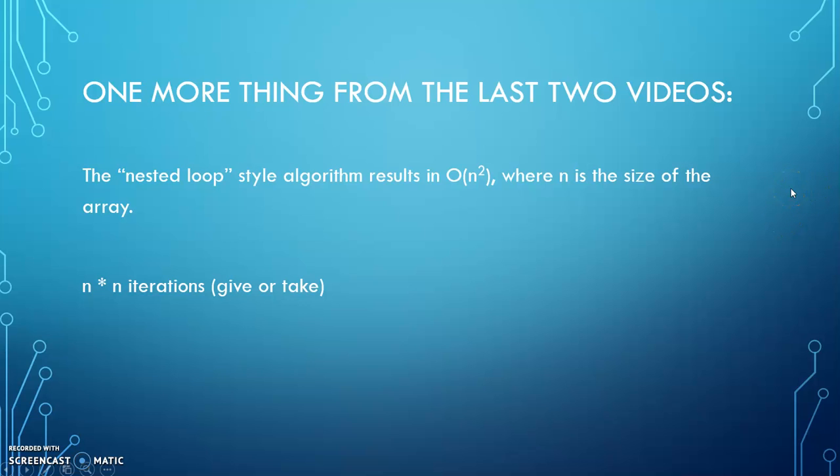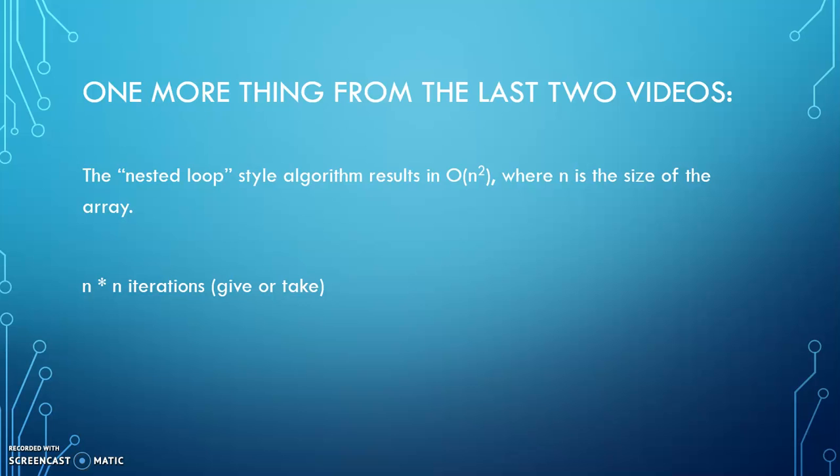Okay, so now we're ready to start dissecting the binary search algorithm within the context of Big O. But before we look at that, I just want to drive something home from the last couple of videos. In the last two videos, we noticed the algorithms had quadratic time, or they were in Big O of n squared. And that's because we're talking about the bubble sort and the selection sort.